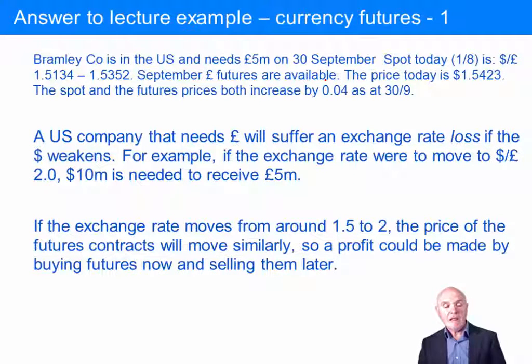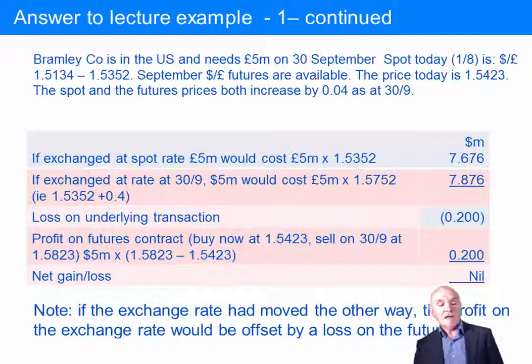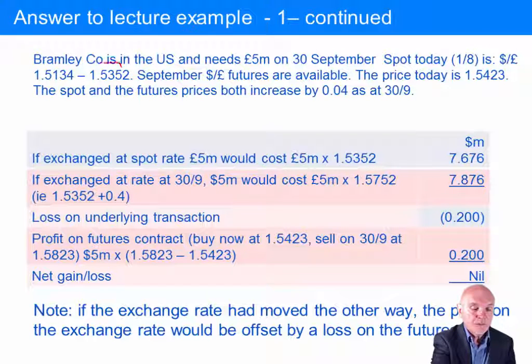So here really is what it's saying here. The exchange rate was to move from 1.5 to 2. The price of the futures contracts will move similarly. So profit will be made by buying futures now and selling them later. So how's this going to be working? Well, if we exchanged at the spot rate today, as we've already worked out, we'll be changing at that.